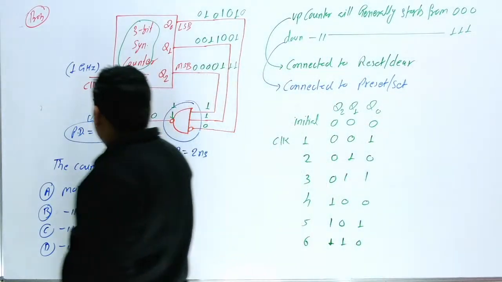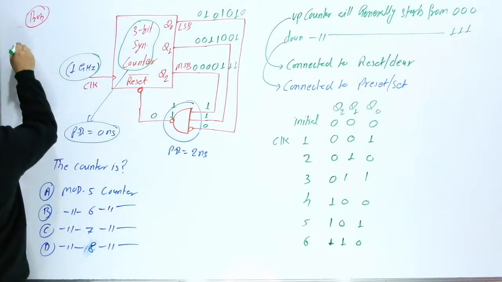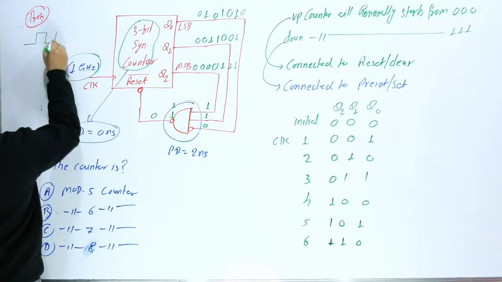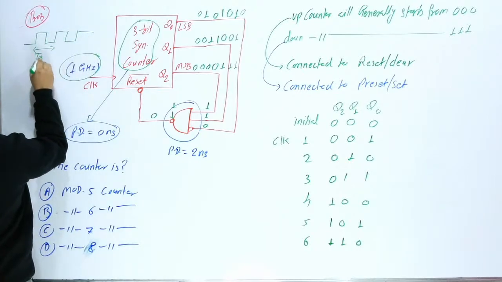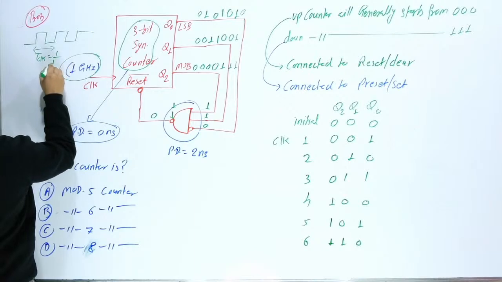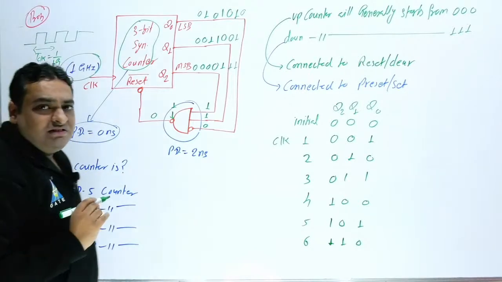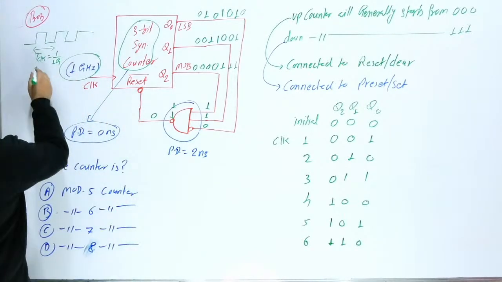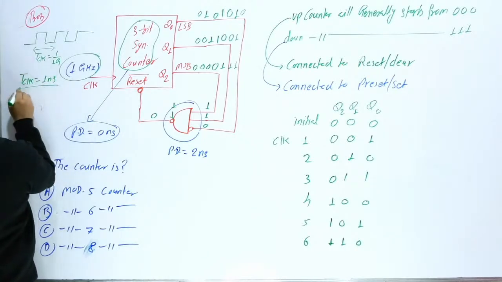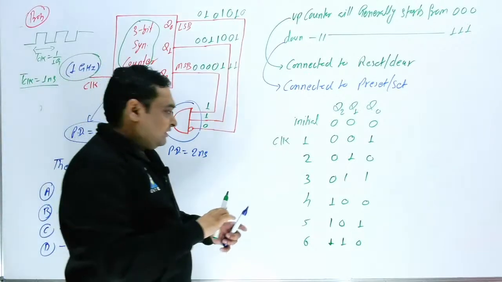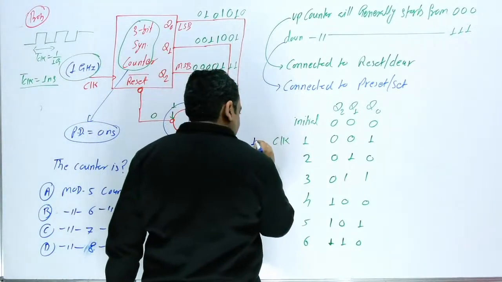Now if I ask you, this clock is 1 gigahertz. It means this clock frequency is 1 gigahertz. So what is the time period of this clock? What is the T clock? 1 upon 1 giga means 1 nanosecond. So the T clock time period is 1 nanosecond.